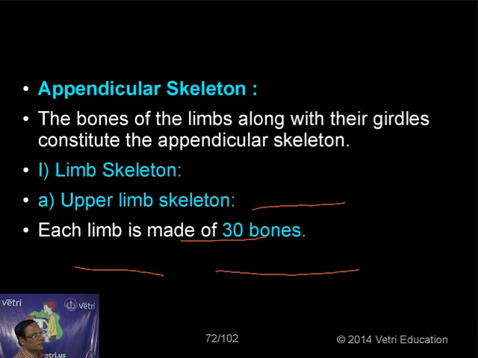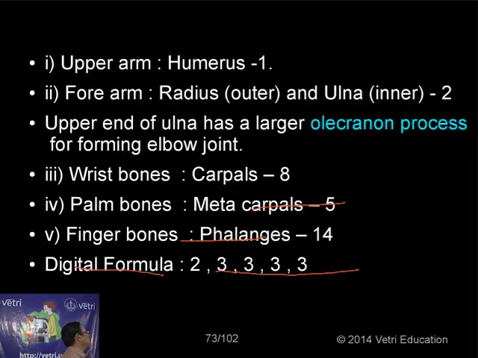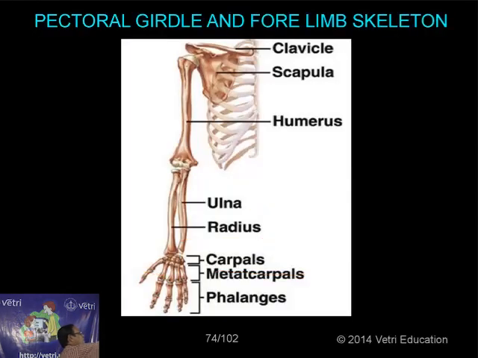Now the appendicular skeleton. The appendicular skeleton includes the bones of the limbs and the bones of the girdles. We have the limb skeleton as well as the girdle skeleton. The limb skeleton includes the upper limb skeleton and the lower limb skeleton. Now what do the bones of the upper limb constitute? This is the upper arm, as we have in the picture. This is the upper limb skeleton.